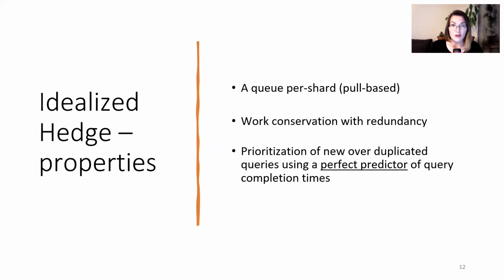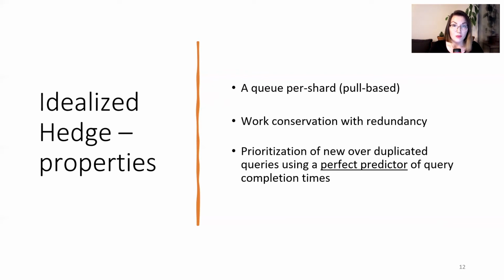So it has two main properties. There is one queue per shard, like in per shard queuing, and its properties are work conservation with redundancy, which means that a worker node is never idle if it can serve some useful replicated query. Then we have prioritization of new or duplicated queries, which means that when two query replicas are running, and a new request comes in, then its query can replace one of these two.